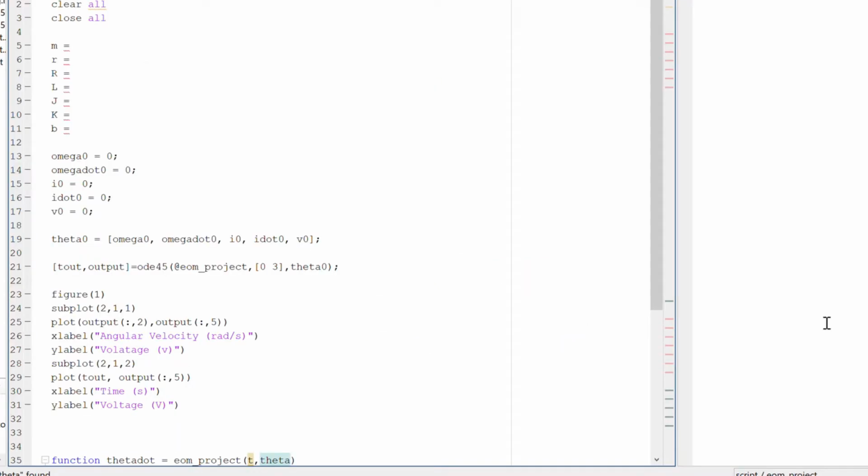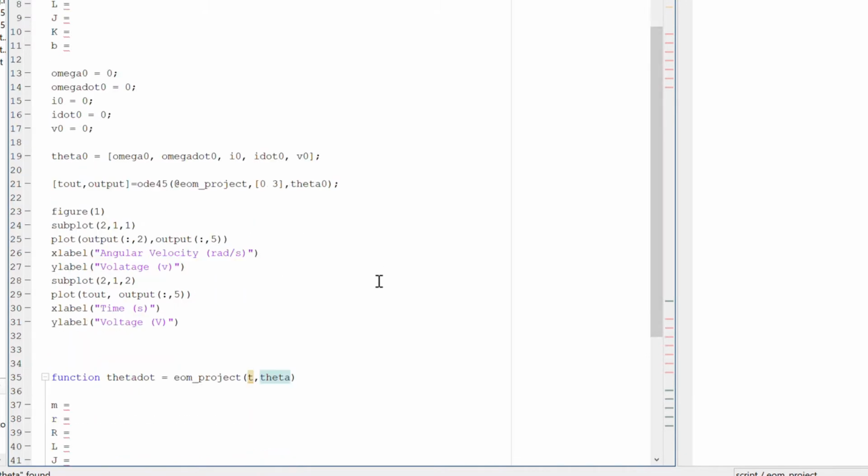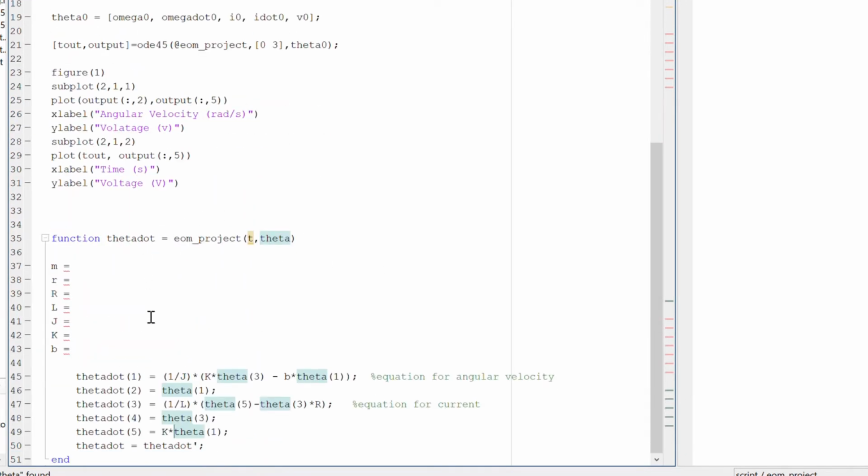I took the math that I did and wrote this Matlab code. Down here I have my ODE45 function. Here's that equation for the angular velocity. There's the equation for the current, and there's the equation for the voltage. Now the equation for the voltage isn't an ODE, but I wanted to include it in here anyway because I need to feed this back into this other equation here, so that way this can be solved for at the same time as the others.